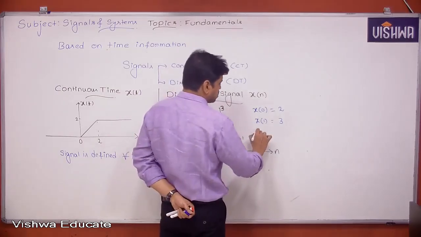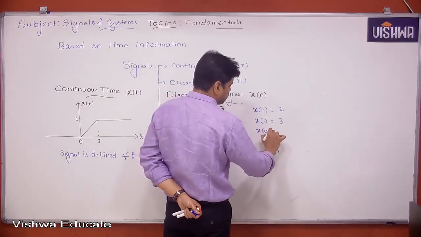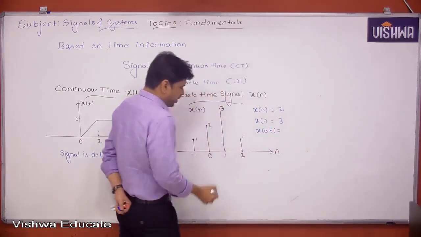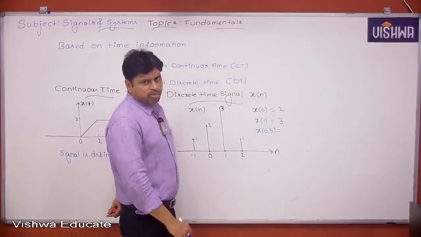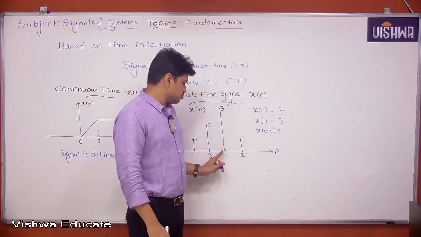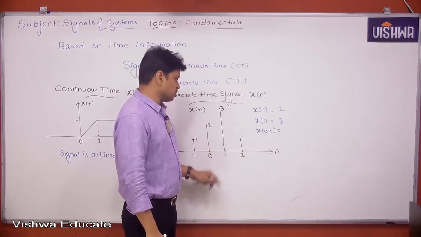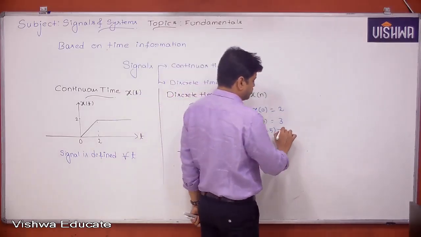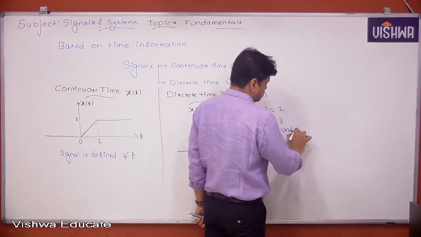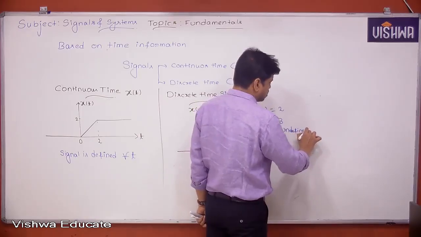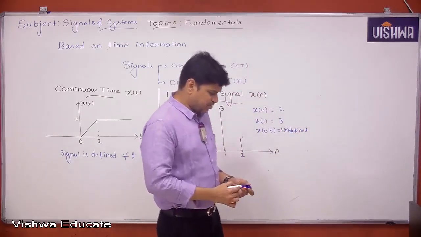But what if I ask what is the value at 0.5? Many people will think that it is 0. At 0.5, the value is nothing but 0. But that is absolutely wrong. That is nothing but undefined. So many people may get confused. Let's try to understand this in a different manner.